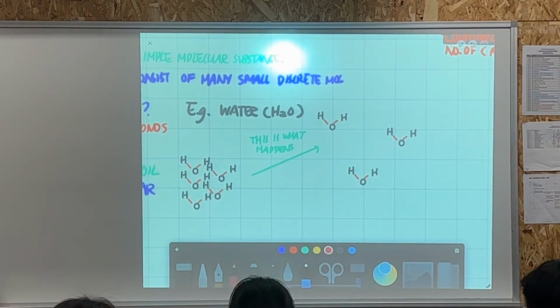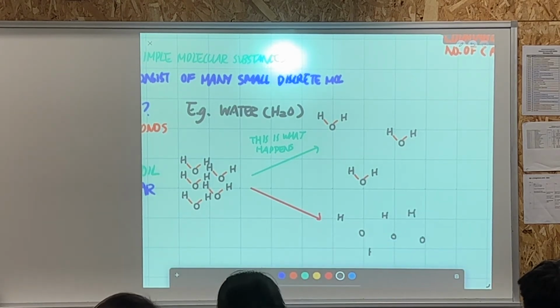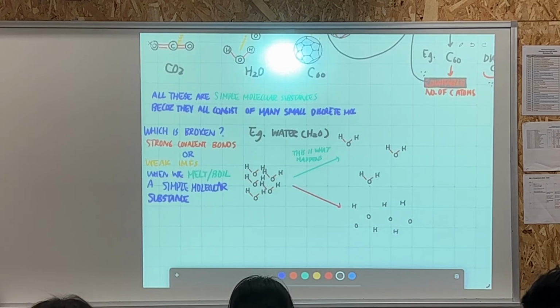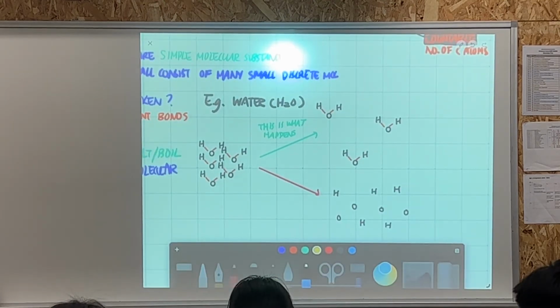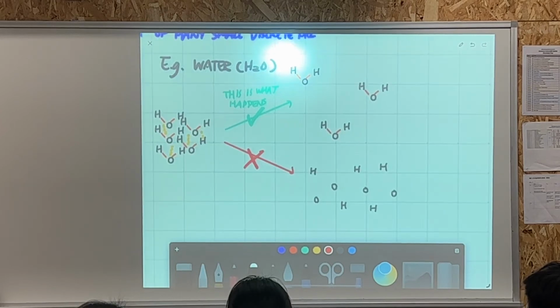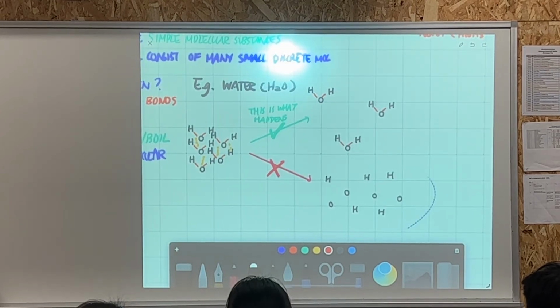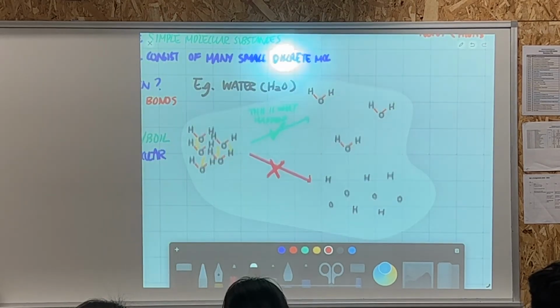So what didn't happen? It did not turn into a bunch of H and O atoms. So from this, what can we conclude? Is it only the intermolecular force or the strong covalent bonds that we are breaking when we boil or melt a simple molecular substance? Intermolecular force. Can you see that? From this simple everyday life example, you can tell that the covalent bonds will not be broken when you melt or boil a substance.